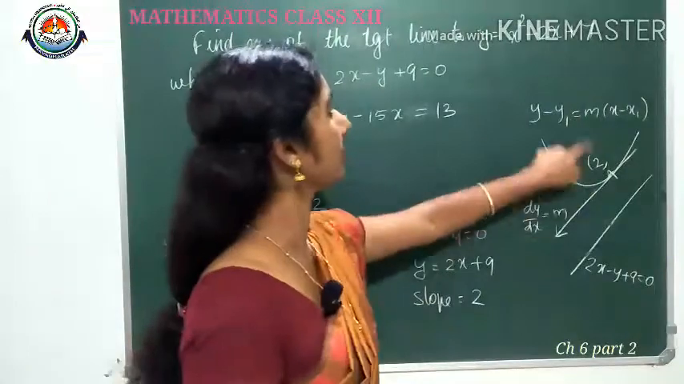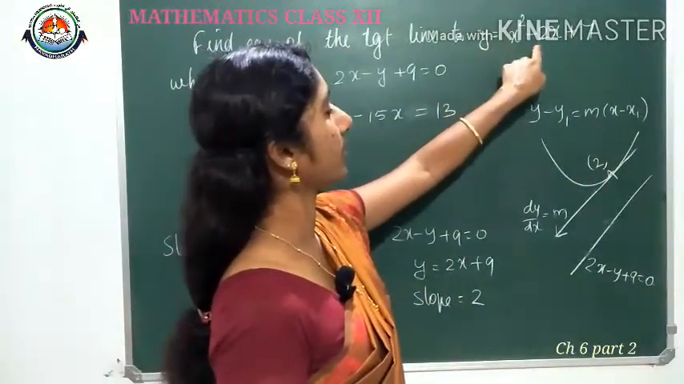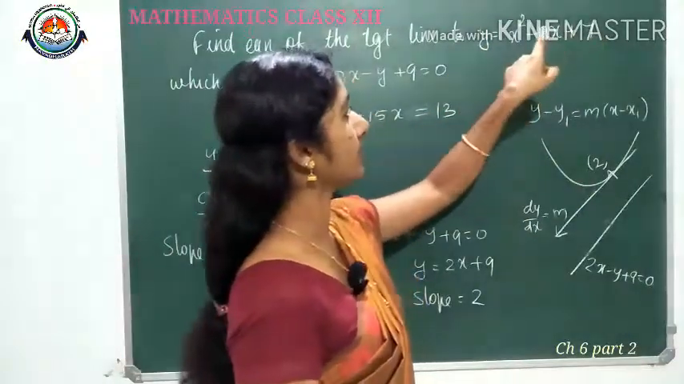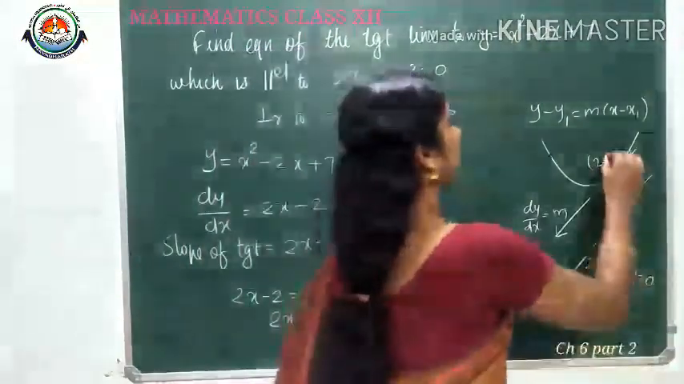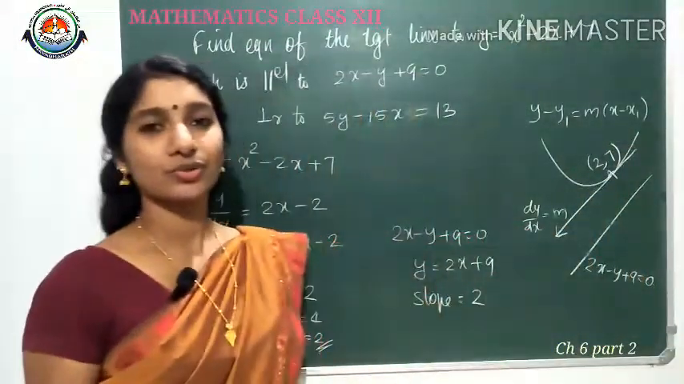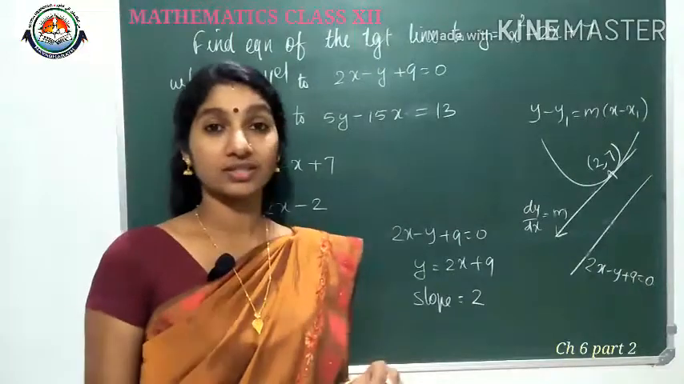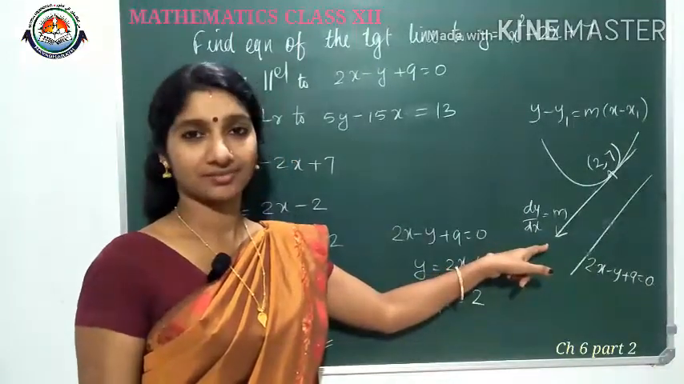If x equal to 2, what is the y value? 2 square minus 2 into 2 plus 7. So 4 minus 4 plus 7, we are getting 7. So (2, 7) is the point at which we need the required tangent.